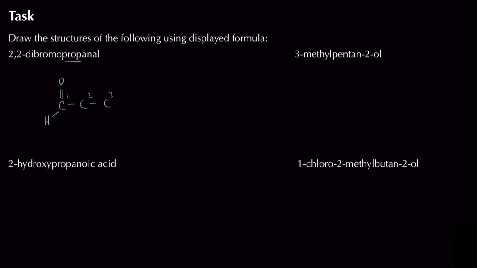And then we've got 2,2-dibromo. So I've got 2 bromines at the 2 position over here. So I end up with 1 there, 1 here. And then I just need to make sure I've got hydrogens added for the remaining bonds itself. And there's that one done. Look at the next one.